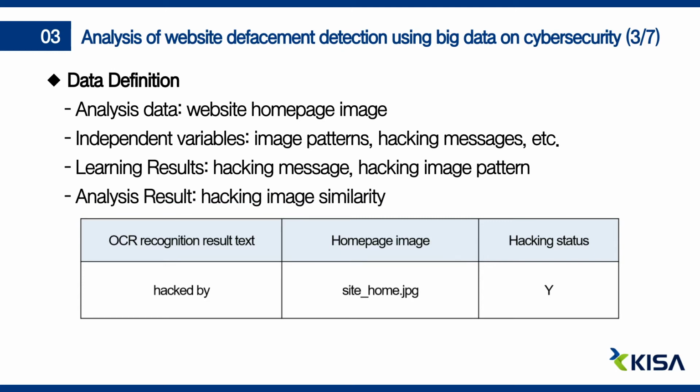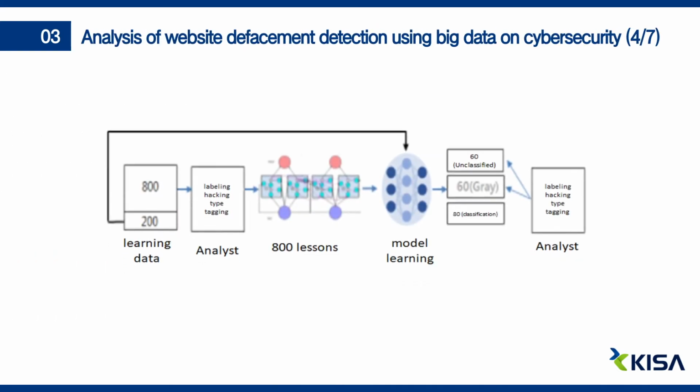The analysis results print similarities with the learned hacking image. The data is divided into training data and test data. 800 are divided into learning data and 200 are divided into test data. An analyst checks learning data and labels hacking type tagging. A developer learns the model developed through 800 data and verifies the model through 200 data. AI models that have been developed will be checked for hacking through the analyst.